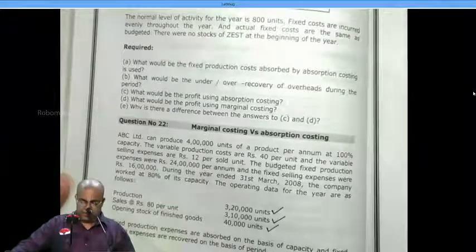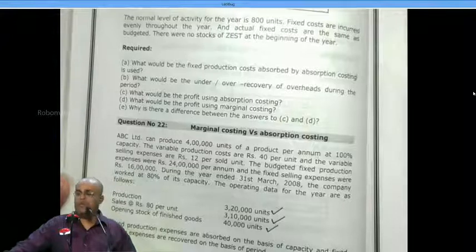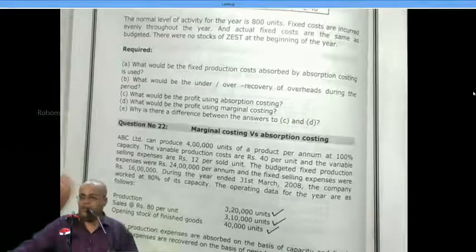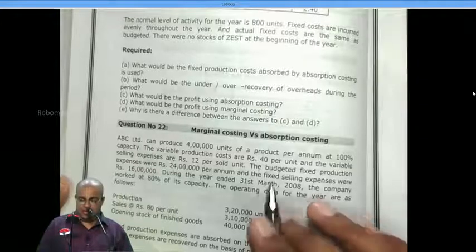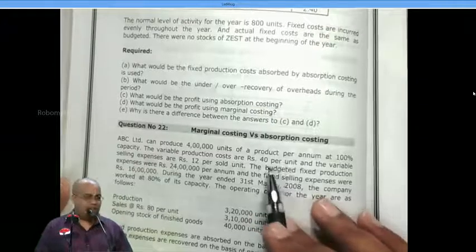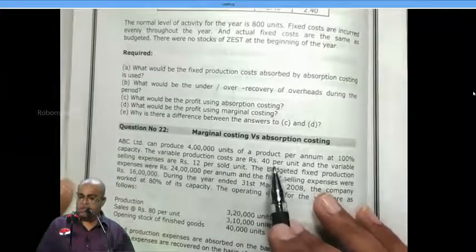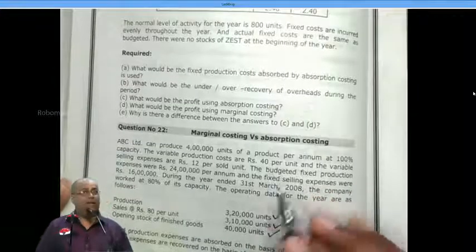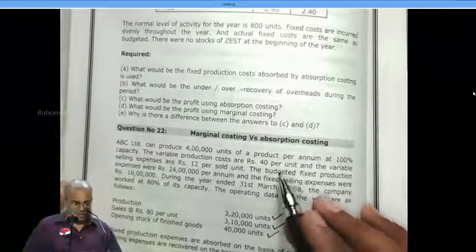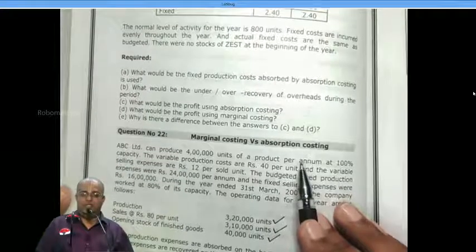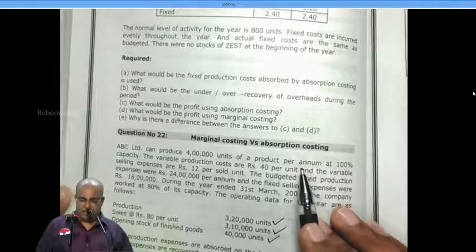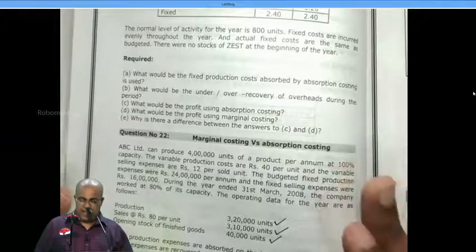Variable manufacturing cost per unit. Only one number is given. VMC is equal to 40 rupees per unit, as given. Variable manufacturing cost is 40 per unit. Everybody having the clarity or not?